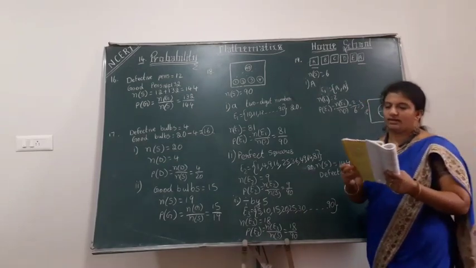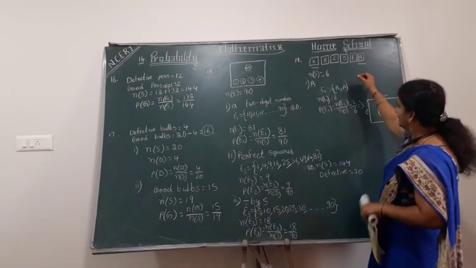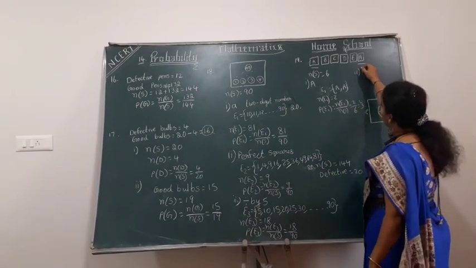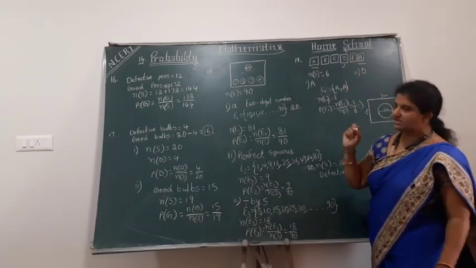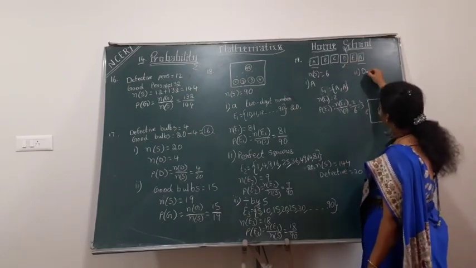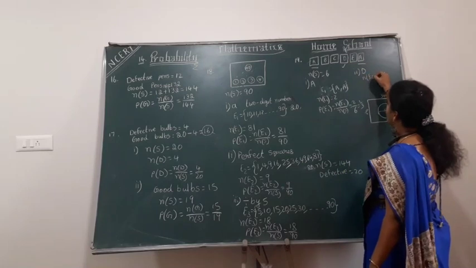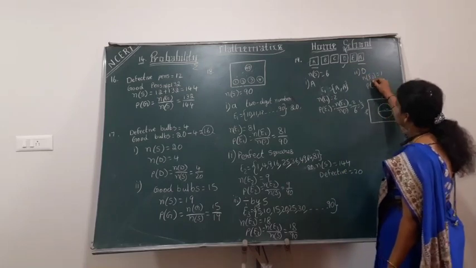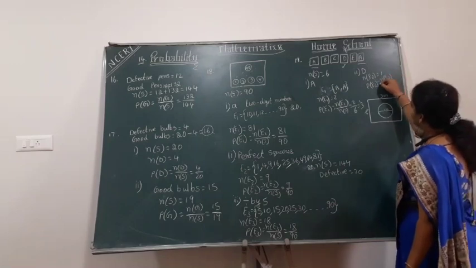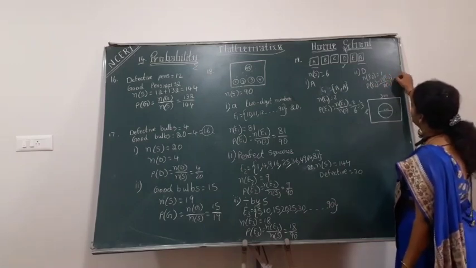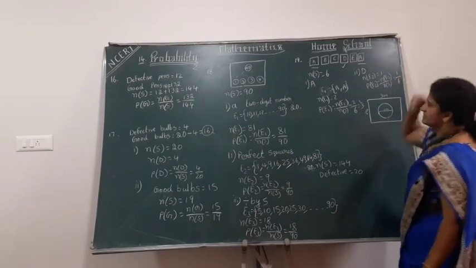And the second one: what is the probability of getting D? D appears on only one side. In the same manner you can write n of E2 is equal to 1. P of E2 is equal to n of E2 by n of S. That will be 1 by 6.